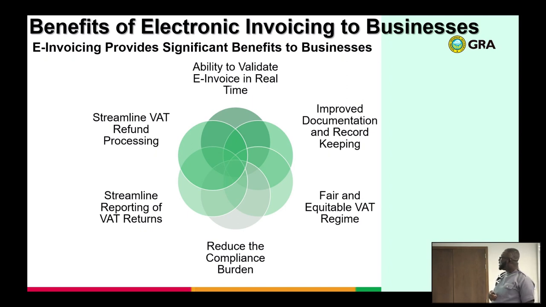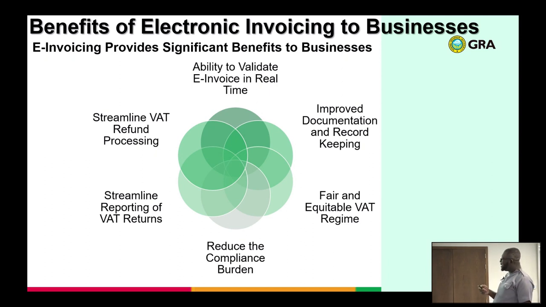So one may ask, what's the benefit of this system to me as a taxpayer? We've listed a few of them here. This system will allow anyone at all to validate an invoice. Imagine you purchase from a taxpayer who is connected to the system and they issue an invoice; you'll instantly be able to validate that invoice. It is a genuine invoice if they are connected to the Commissioner General's invoicing system. And it's a benefit because if you make an input claim on that particular purchase, GRA is not going to reject that input claim. And also, it helps with record keeping.